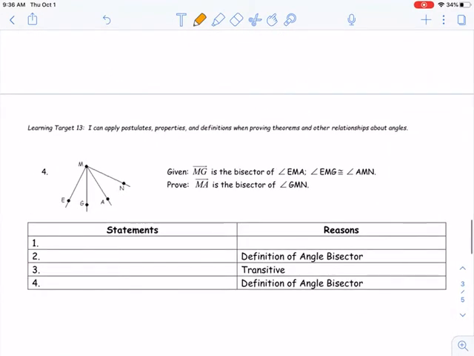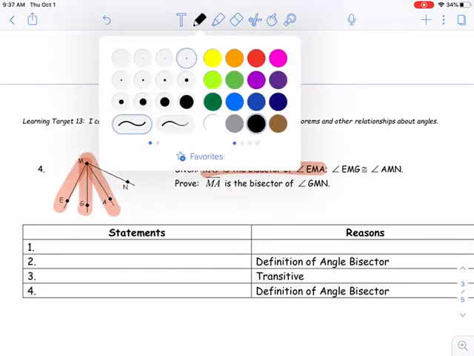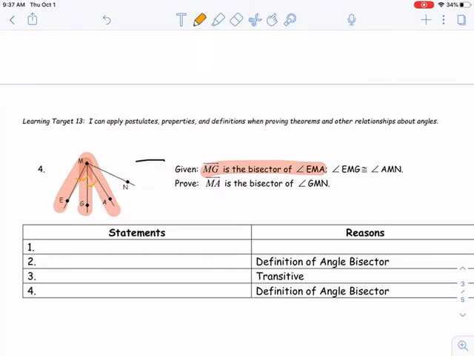Alright, this proof spells Megan. So if you're Megan, I guess this proof is dedicated to you. MG is the bisector of EMA. So what's this saying? It's saying that MG bisects that angle, so that can only mean that that's congruent to that. And it's telling me EMG, this angle right here that we already talked about, is congruent to AMN. So by this given, we can determine that the three smaller angles are all congruent to each other.